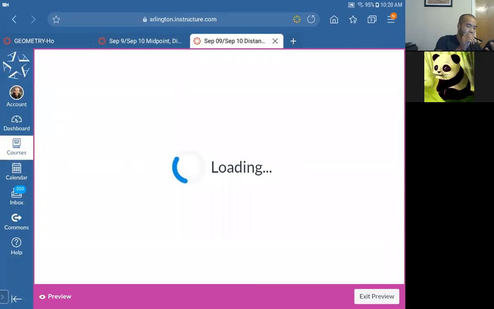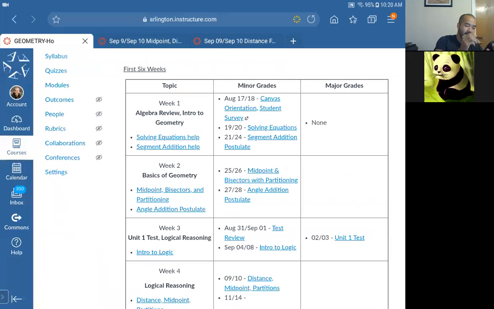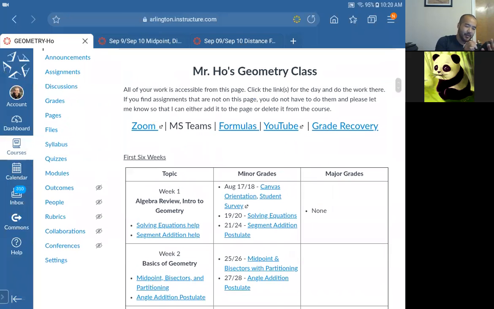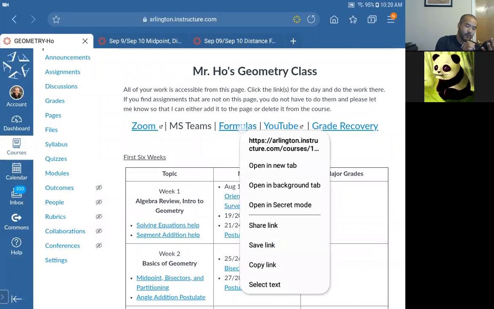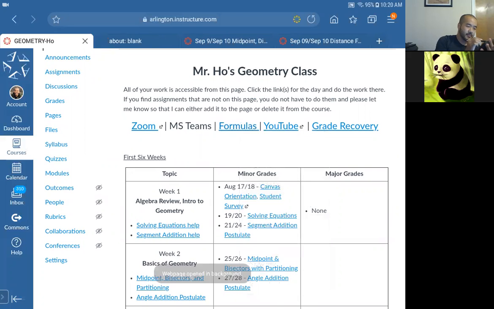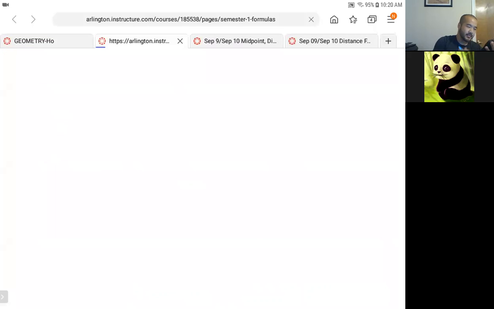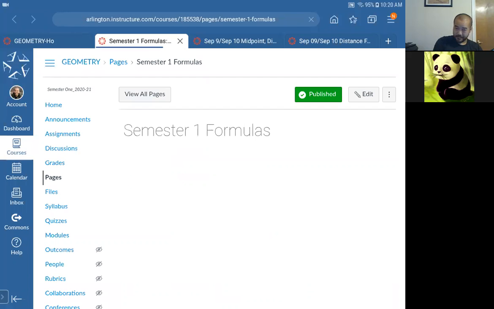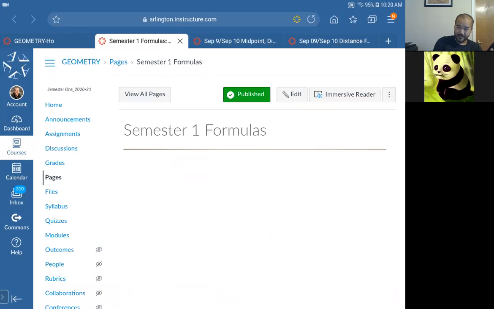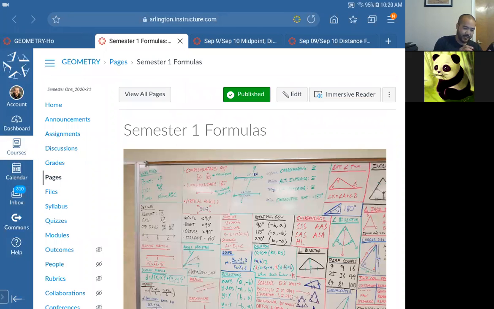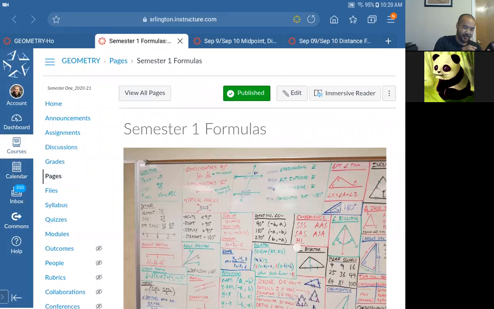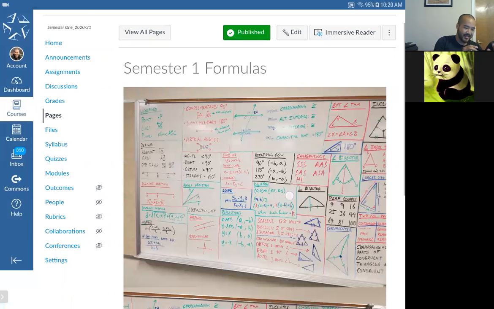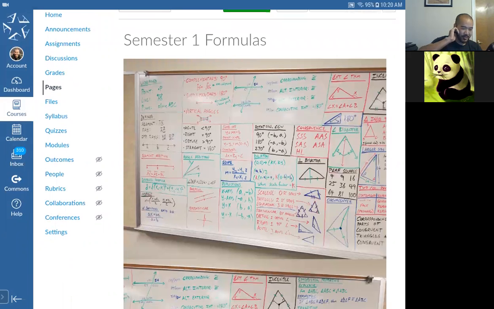Preview that. Oh, by the way, this is important. I added something on the top here. There's this page labeled formulas. This is something that you all should look at. These are all the formulas for the first semester. So I taught summer school a few years ago, and I wrote all these formulas on the board because I had to go through the whole content of geometry in 3 weeks.